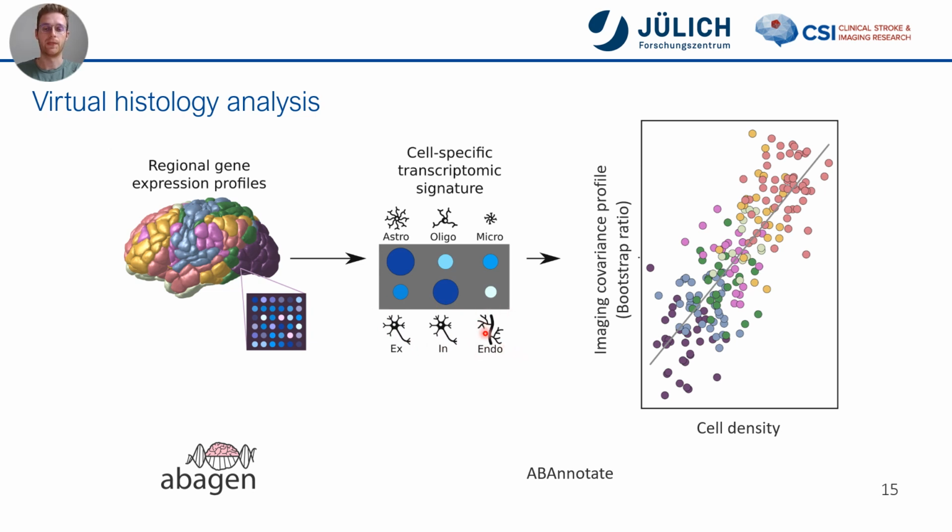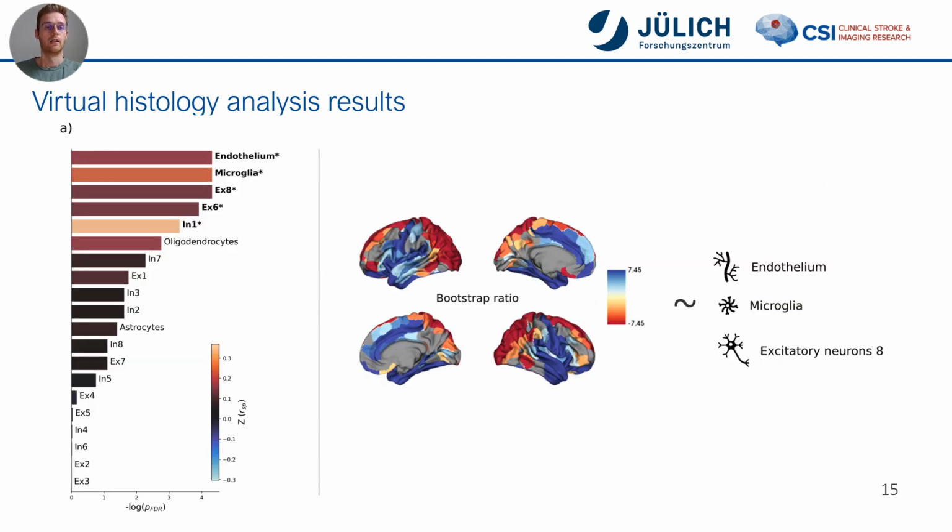And these maps of cell densities for different cell populations were related to the imaging covariance profile on a region-by-region basis, performing a spatial correlation analysis, addressing via statistical approaches the problem of spatial autocorrelation. This analysis was performed based on the AppAnnotate toolbox from Leon Lotter and Jürgen Dukart. Here are the results of the virtual histology analysis.